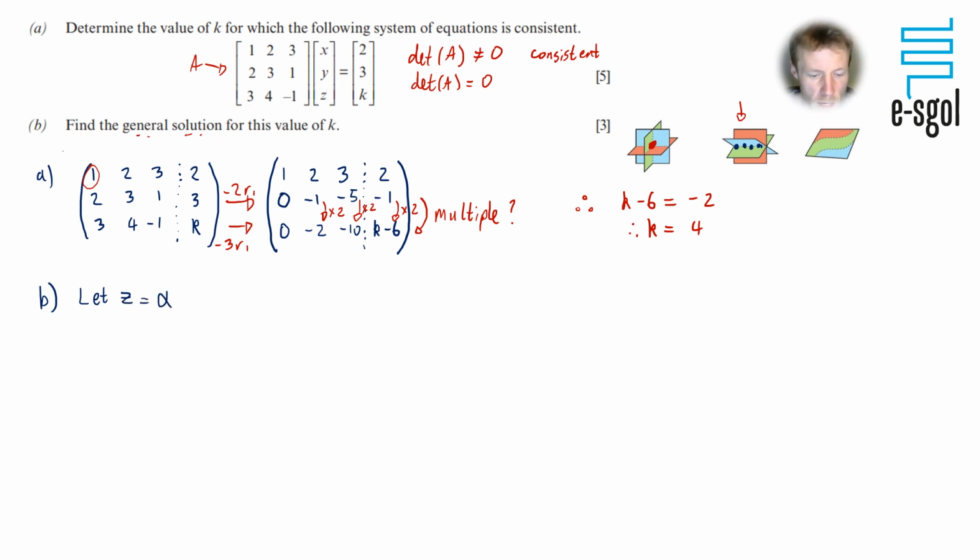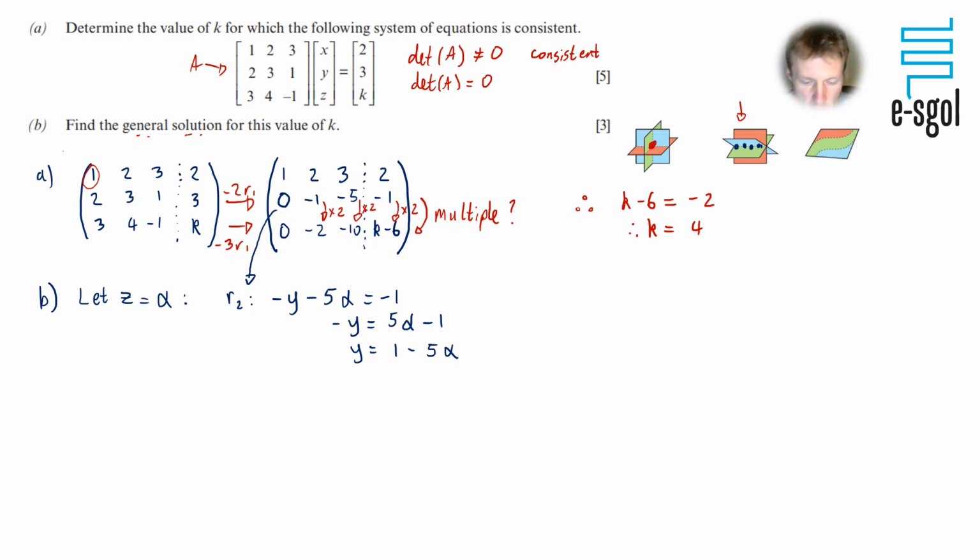We're going to call it variable alpha. And then I'm going to take row 2 from here. So I can see it's 0x minus 1y, so minus y, minus 5 times z, but z is not a z anymore. I'm going to use the variable alpha equals -1. So minus y must equal 5 alpha minus 1. So positive y must equal 1 minus 5 alpha.